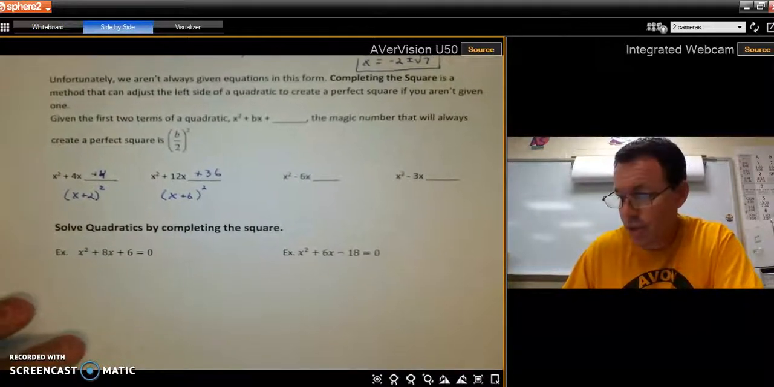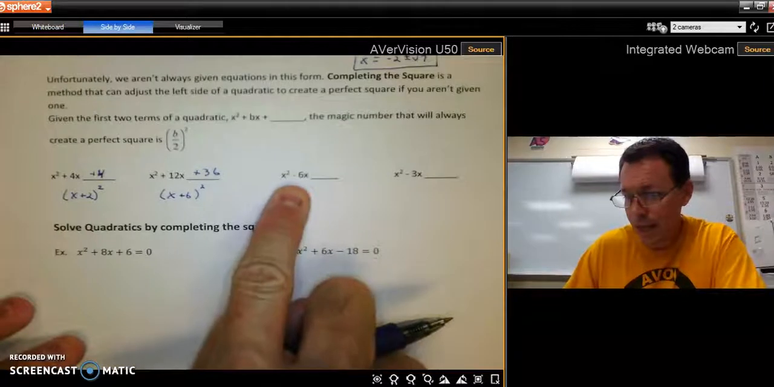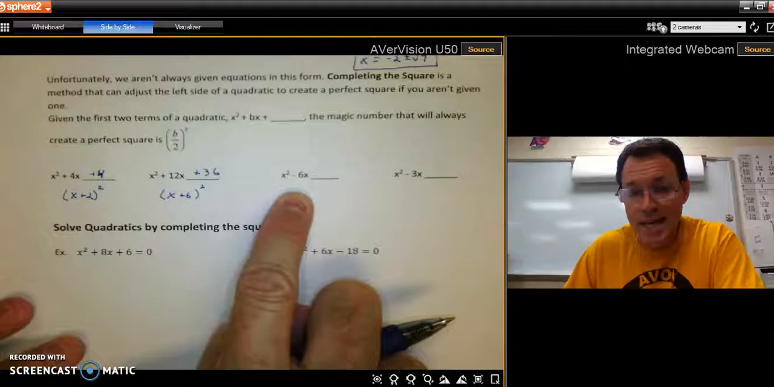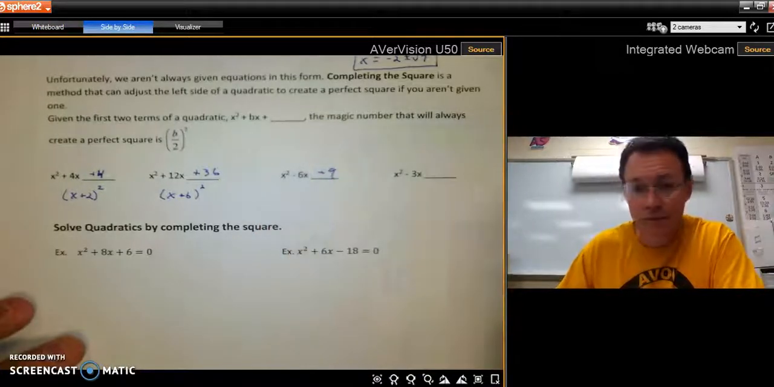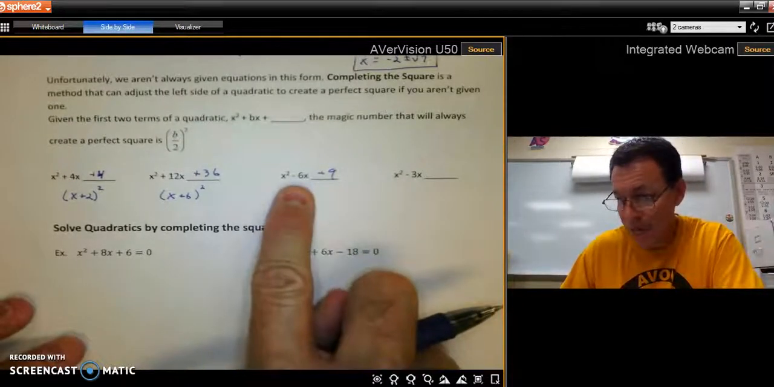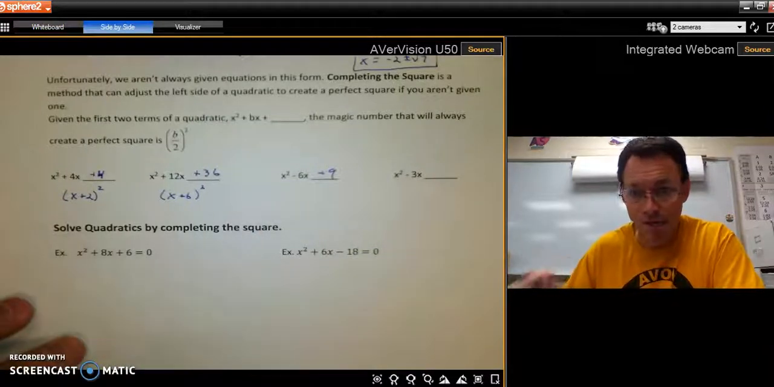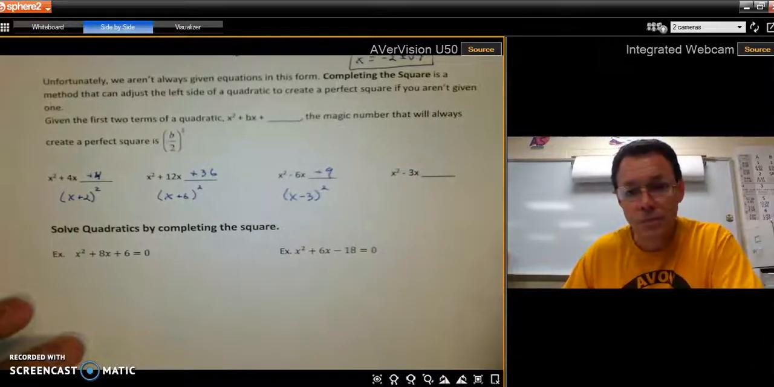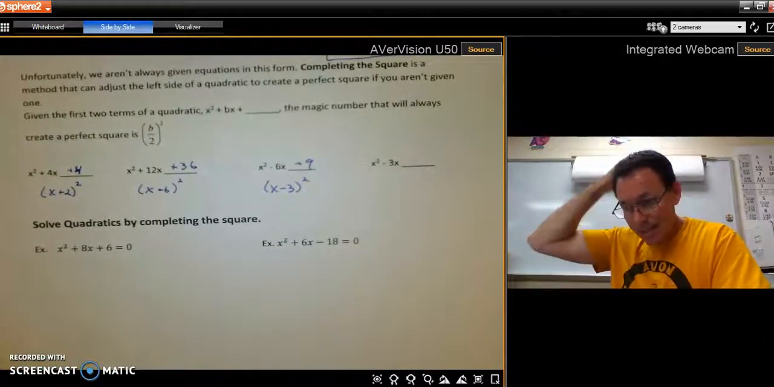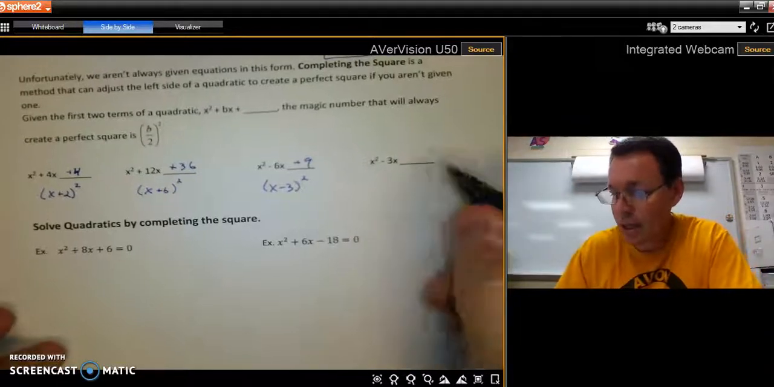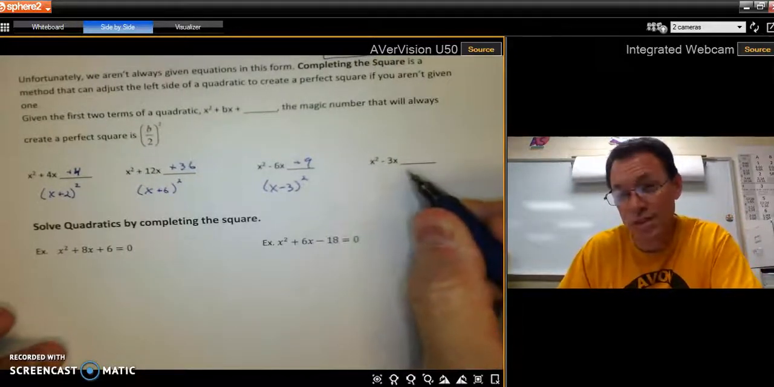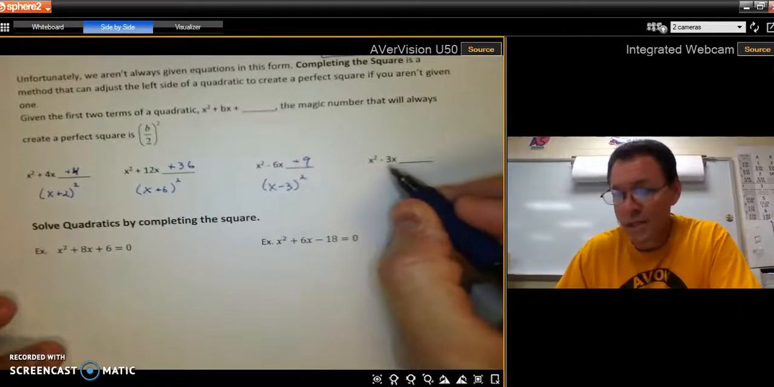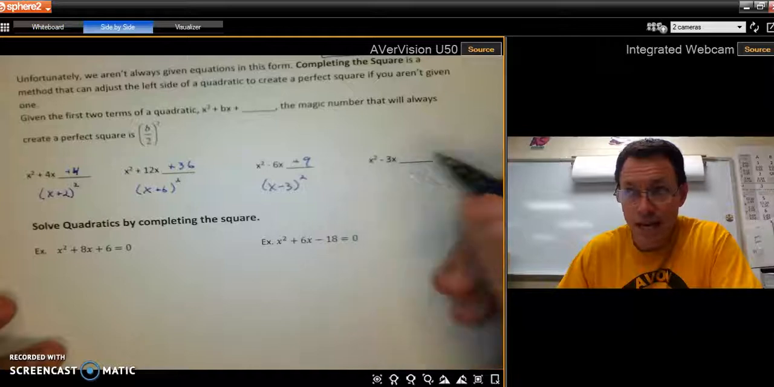Okay, look at the next one. x squared minus 6x. So again, half of that would be negative 3. When you square negative 3, you're going to get a plus 9. And the factors of 9 that add up to negative 6 would be minus 3 and minus 3. So x minus 3 squared. This last one, I don't think you're going to see anything like this. You would have seen this in algebra, and this is why we don't always like this method. But what is half of negative 3? Well, it's negative 3 halves.